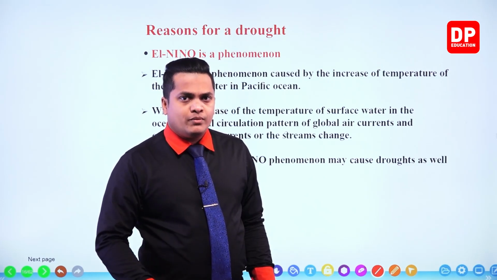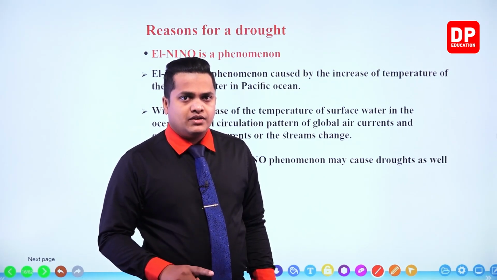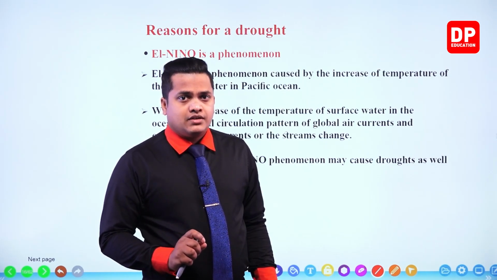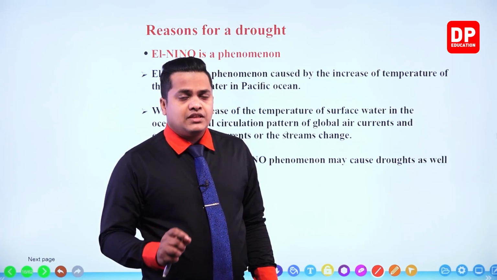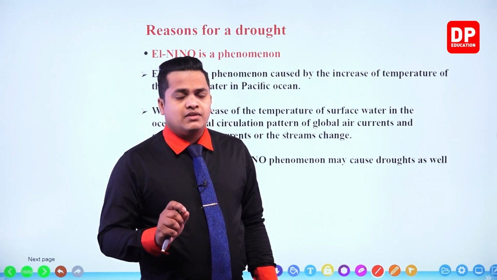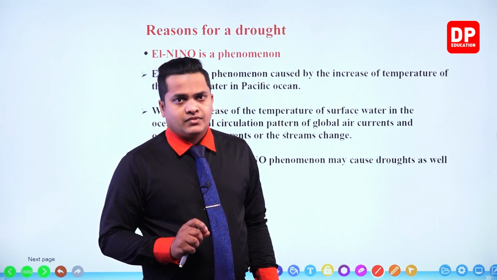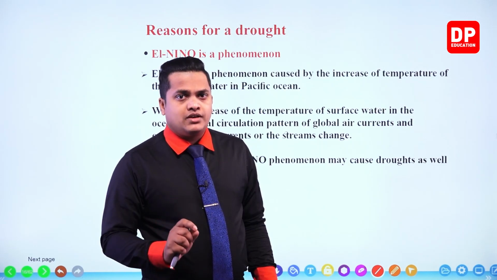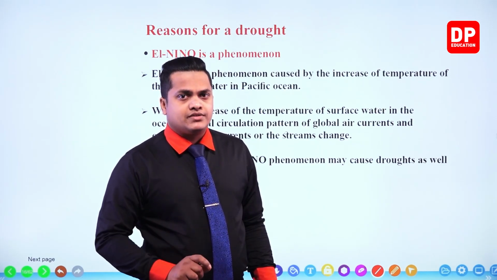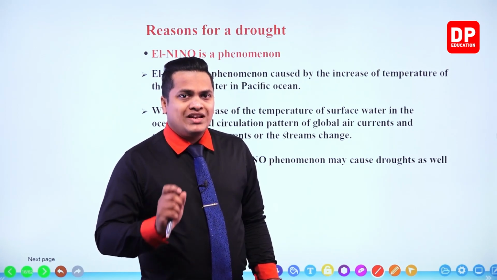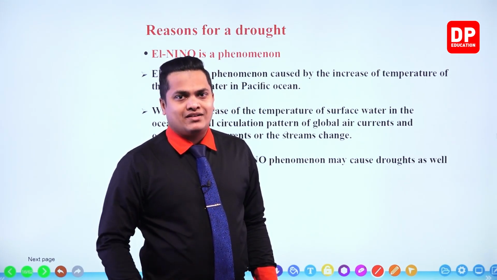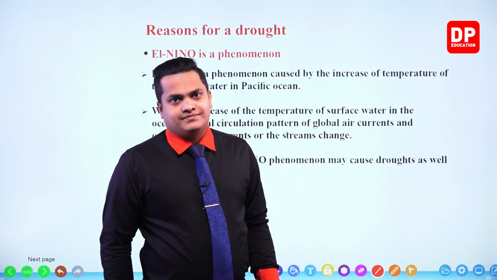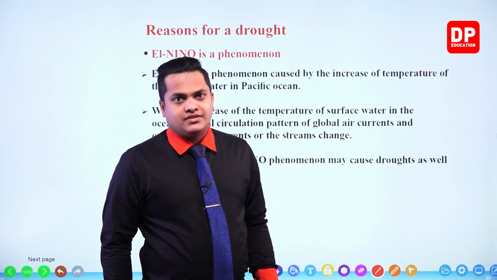So the El Nino phenomenon is a special effect that occurs within the surface temperature of the Pacific Ocean. Here the surface temperature of the water in the Pacific Ocean is going to increase. This will create irregular wind patterns and rainfall. That is how the El Nino effect is going to affect Sri Lanka.